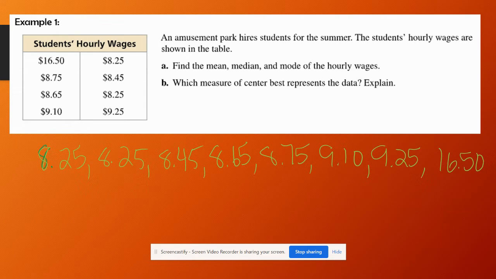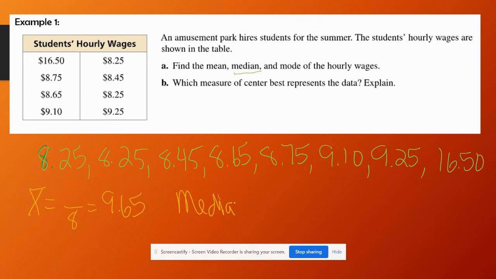Putting this in order allows us to find a few things pretty easily. First of all, we can find our range if it ever asks us for our range. We also have to have these in order from least to greatest in order to find our median. And it's also an easy way to find our mode. So if I'm finding my mean, remember x with a line over the top is your mean symbol. You're going to add all of those values and divide by 8. And when I do that, I get a mean of 9.65.